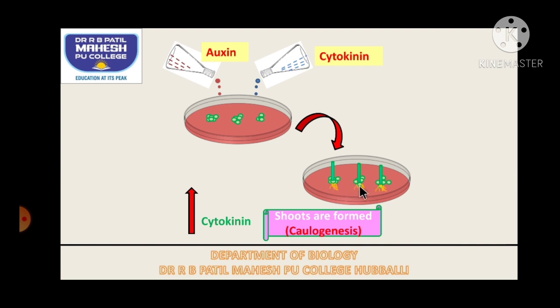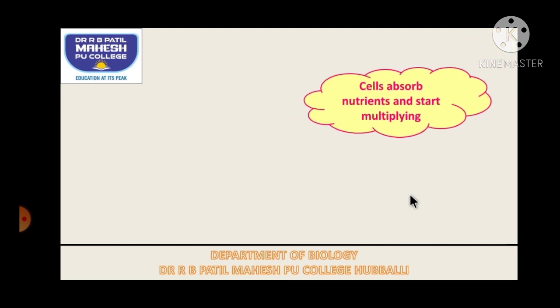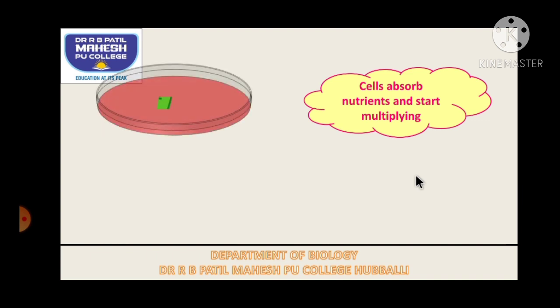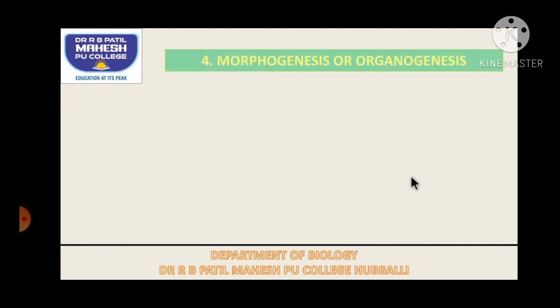Now see here, the callus which was there got converted into a root and shoot system, and we are able to see even the leaves. A wonderful process takes place with the help of tissue culture. Cells in the nutrient medium start absorbing the nutrients and start multiplying, and due to this multiplication we are able to convert an explant into a new plant.